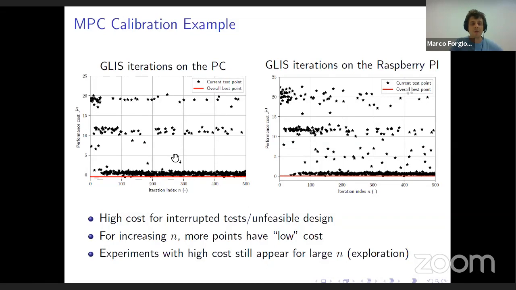But this is normal. This is because GLIS continuously tries to balance exploitation and exploration. Even at infinity, it will still test some points in the parameter space that are far from previous observations and maybe give poor performance. But the idea is to find a good one, and this is okay. This is the expected behavior.